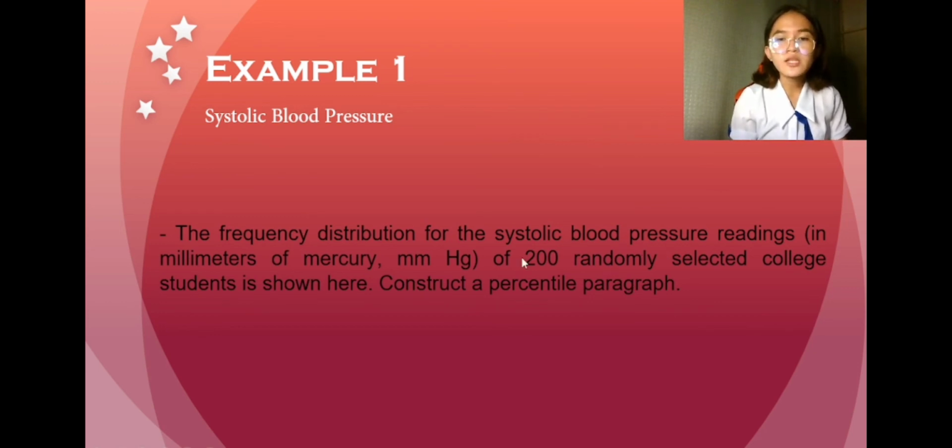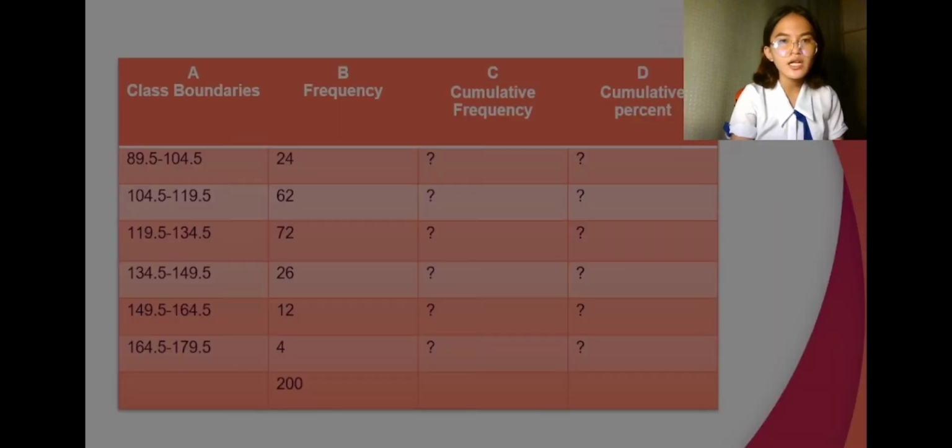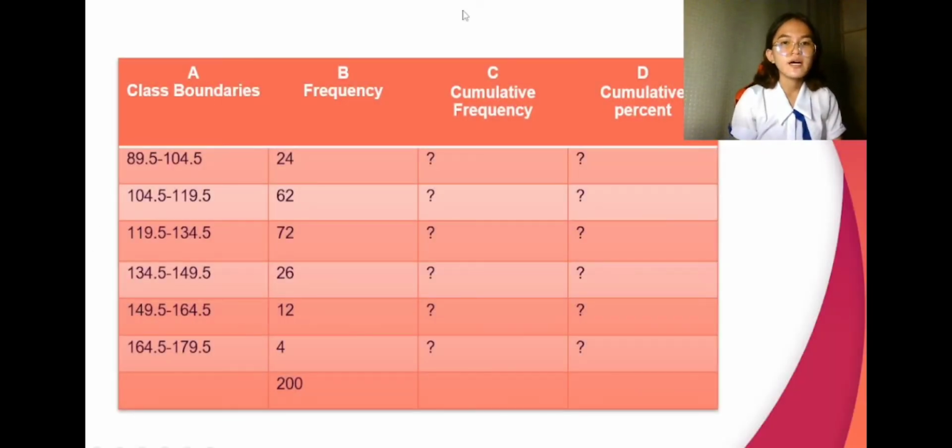So, we have 200 randomly selected college students. In this table, we make class boundaries. You already know how to make these, right? We tackled this in the previous chapter. So, class boundaries, frequency, as well as the cumulative frequency and the cumulative percent.